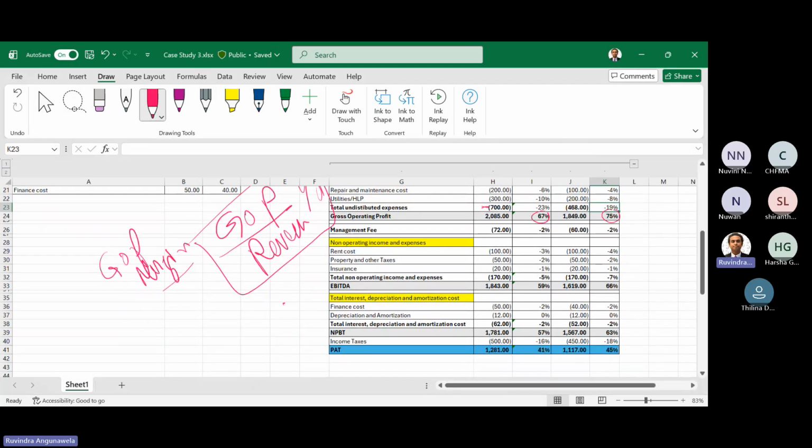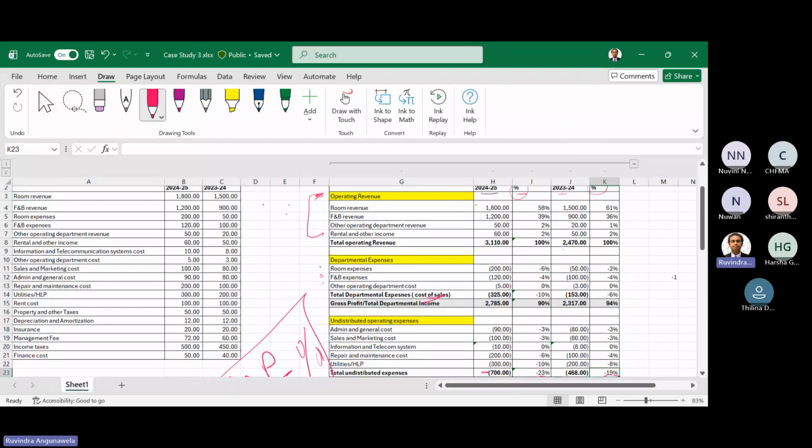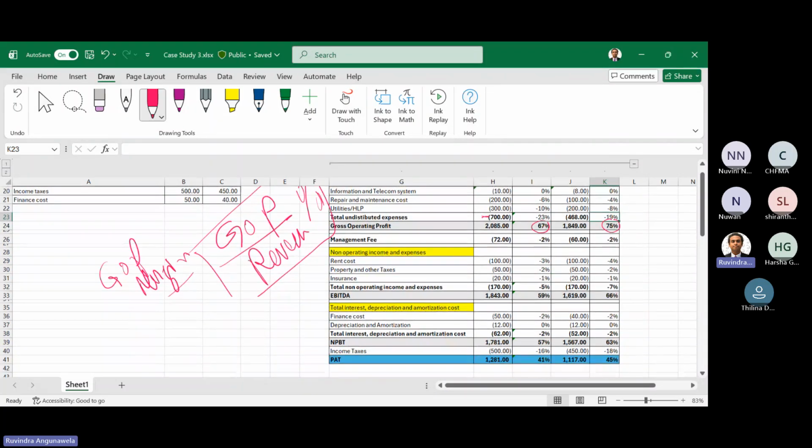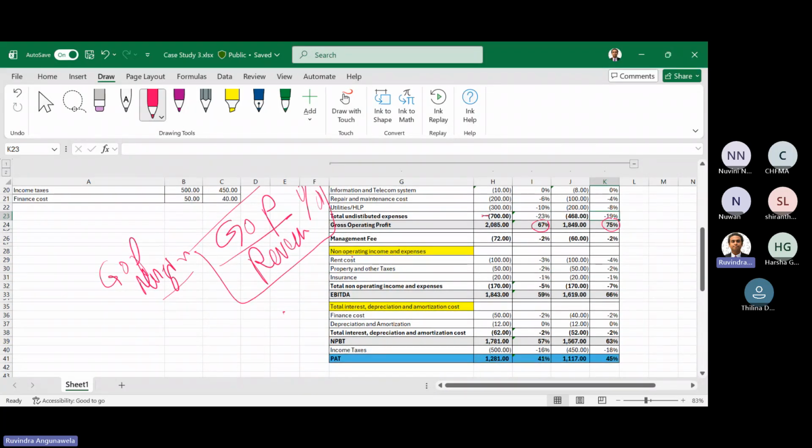Then we have the management fee, which is 72 million and then 60 million for 23-24, 2% of revenue. Then we have the non-operating income and expenses, right? Then rental cost, property taxes, and insurance we have. I think some of you would have got confused with that rental. What is that? Rental and other income being factored in here, I suppose, right?